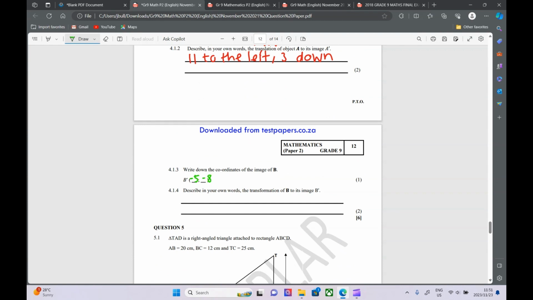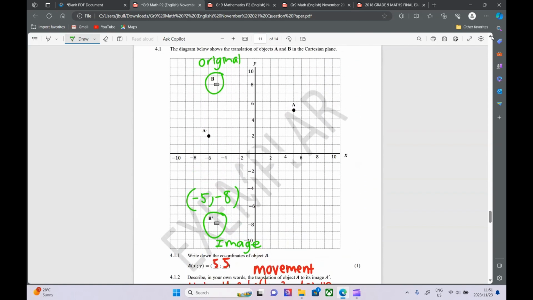And then describe in your own words the transformation of B to its image. So here they say transformation. So we need to actually say, I think this one was also translated. So let's just see. Oh, okay, so this one, we could say it's been translated down, but let's just check this. So this one is actually in exactly the same spot. This has actually been mirrored across here. So there's two possible answers here.